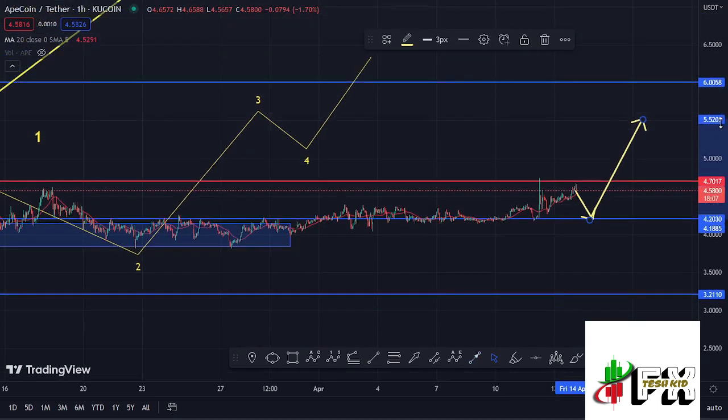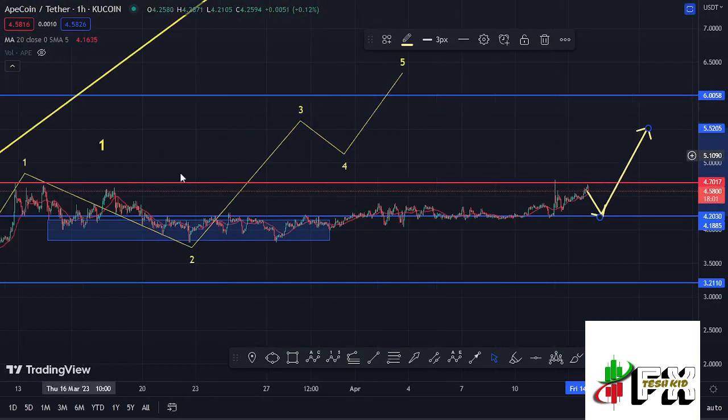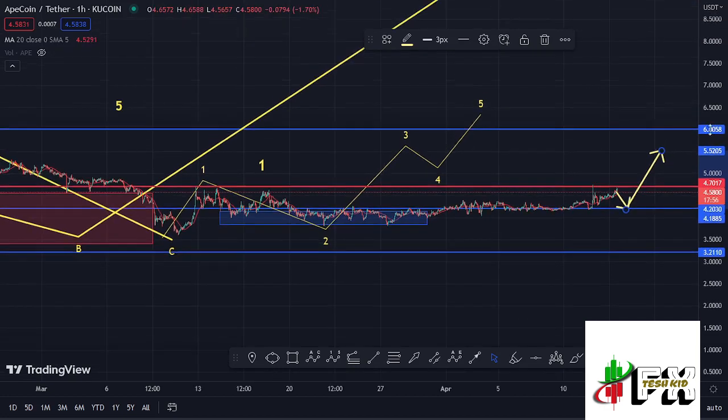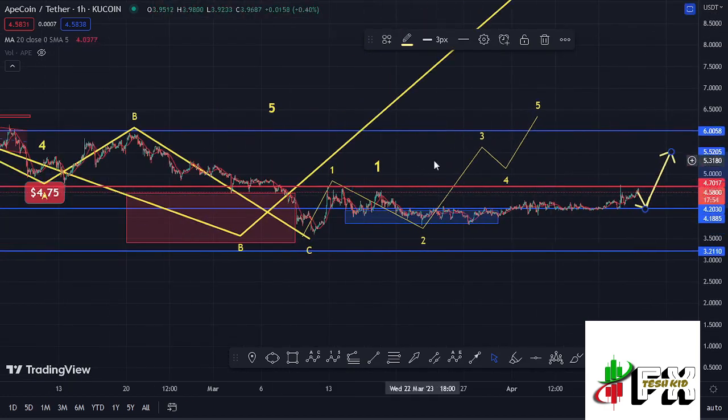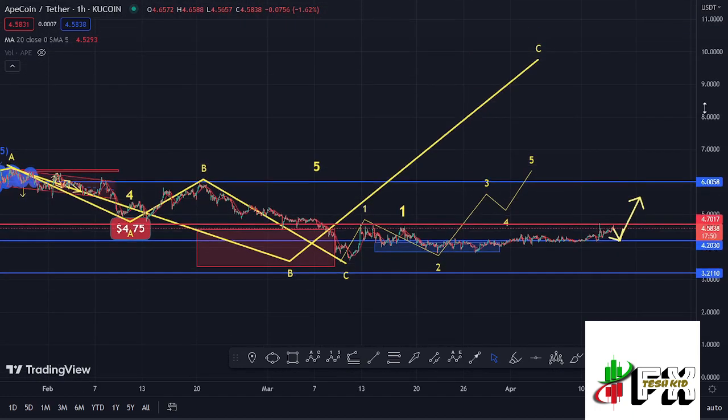And once we see the formation of that wave 3, I'll be expecting a wave 4, then a wave 5 to the upper side to complete an even larger Elliott wave count 1 to the upside. And that means that this Elliott wave structure right here is a fractal wave within an even larger Elliott wave count to the upper side.